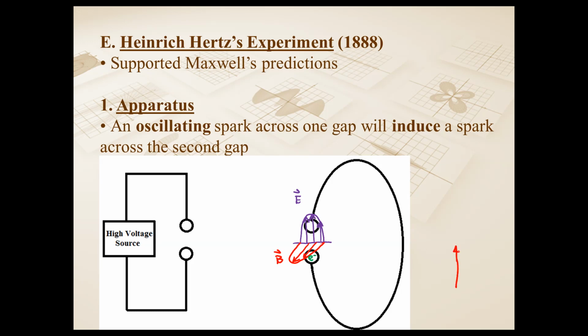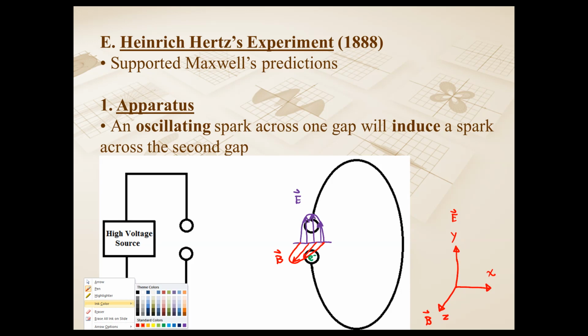mean, if we look at my axes, so you have Y, X, and then Z. So right now, the magnetic field's in the Z direction, the electric field is in the Y direction. So if you were to take this wire and then rotate it, so I'll try my best to show it now, it's going to be lined up with the Z direction. So I took this wire and I rotated it. It might look something like this now.